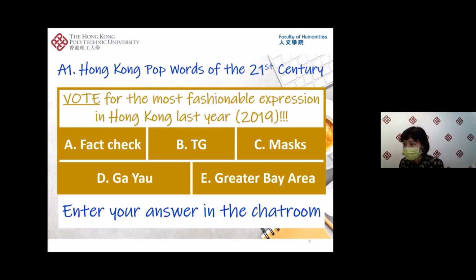Right. Okay. Now 5, 4, 3, 2, 1. All right, I have to close the survey because time is running short, but you can still key in the last answers. It seems to me that most of you in this chat room are choosing A and B as the most fashionable or popular expressions in Hong Kong last year.